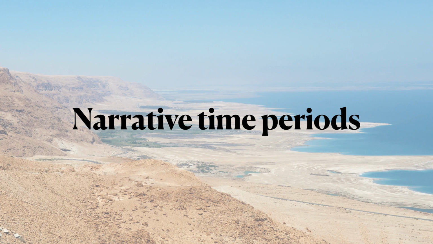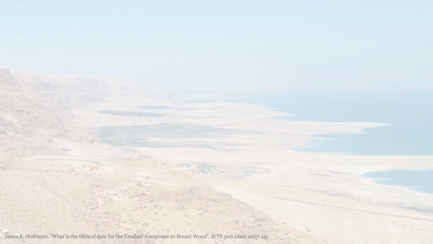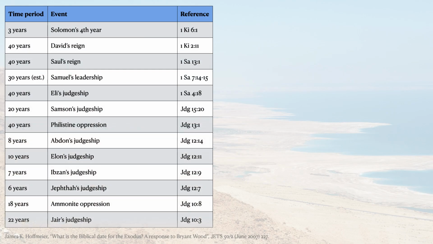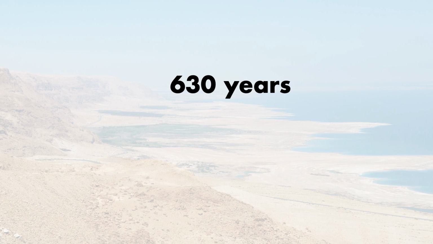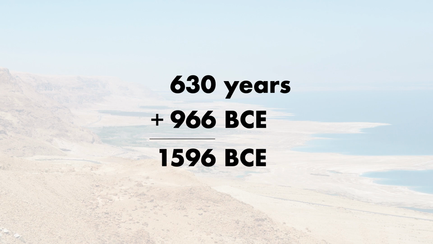Next, let's take a look at the narrative time periods, that is, the chronological information embedded in the biblical narratives. You can see here lots of chronological data working back from the 4th year of Solomon's reign all the way back to the beginning of the Exodus. I've taken this list from James Hoffmeier's paper entitled "What is the Biblical Date for the Exodus?" It doesn't factor in co-regencies and it doesn't factor in potentially overlapping periods, but it's accurate enough to make the point. And the point is this: the narrative time periods add up to around 630 years. When we add that up, that produces our 4th and final biblical date of the Exodus of 1596 BCE. Let's put that on our chart.